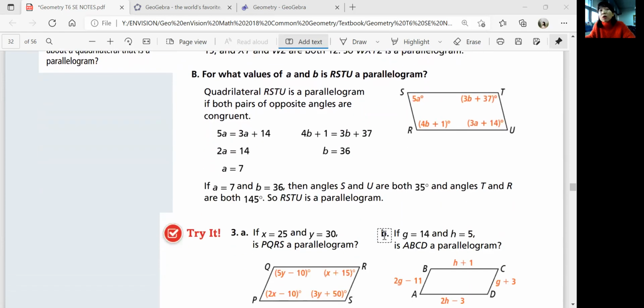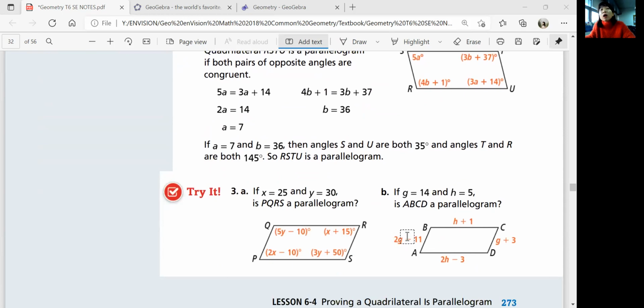Okay, so this is algebra plus geometric properties that you just learned. So let's see if you can use algebraic skills with the geometry skill you just learned to solve these problems. Try number 3, A and B. See if you can do it by yourself. Come back when you're ready for answers.